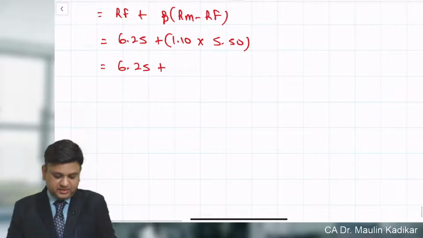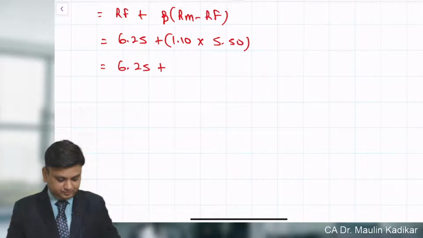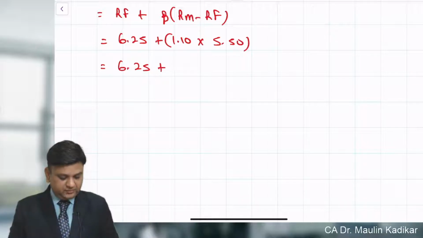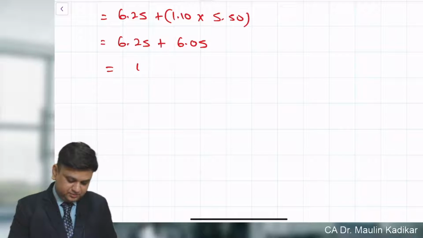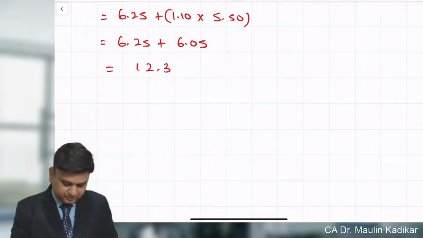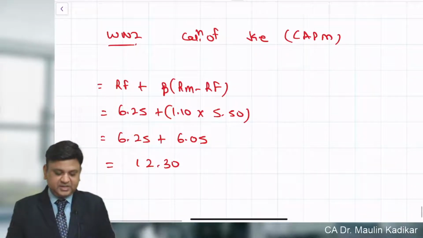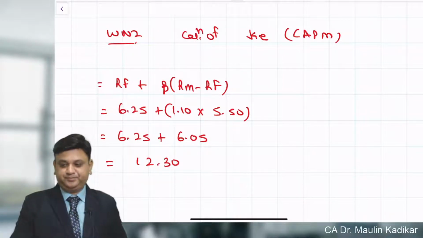So 6.25 plus 1.1 into 5.5, that comes to 6.05. That comes to 12.30. That is the way the K will be calculated.